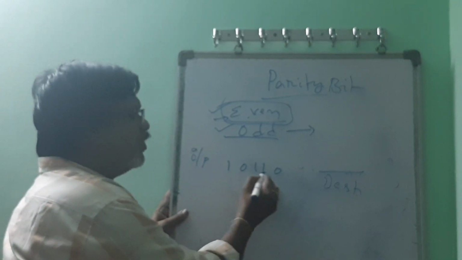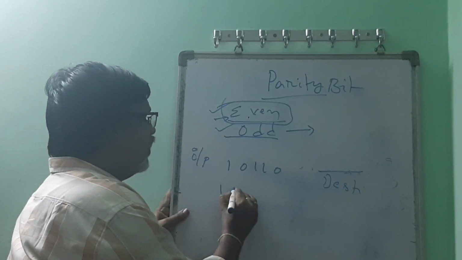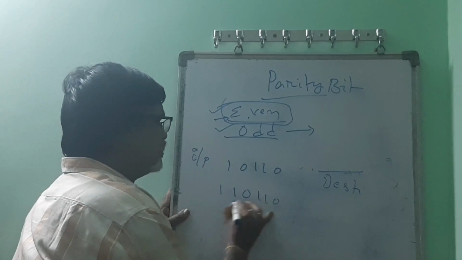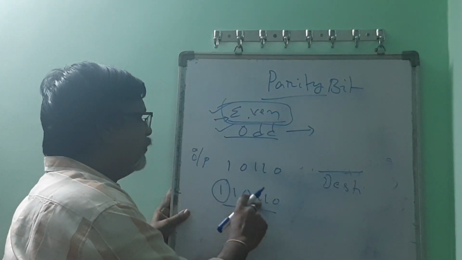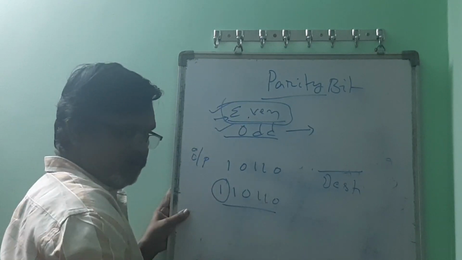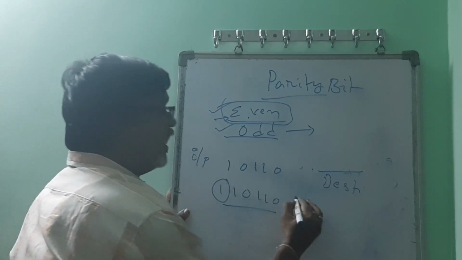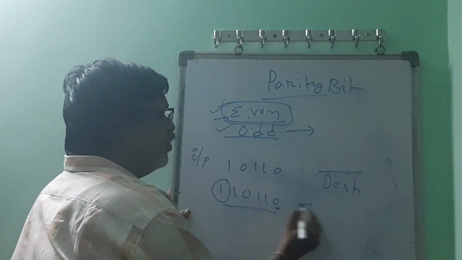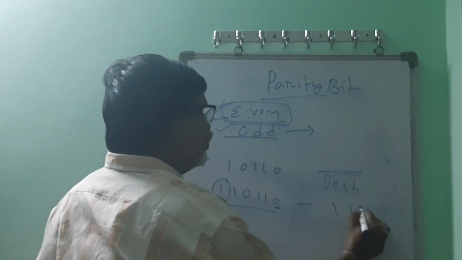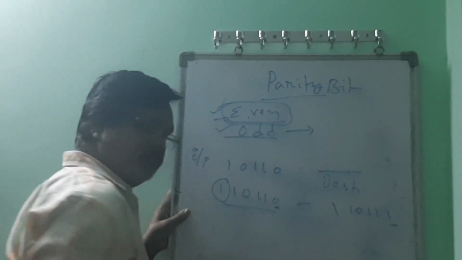So here there are only 3 ones. The data we are going to send is this one, by adding an extra bit 1, so that we are making it 1 1 1 1. Like, there are 4 ones here.